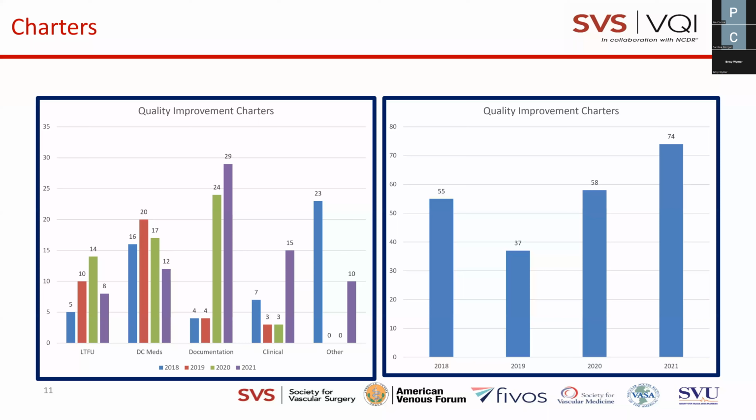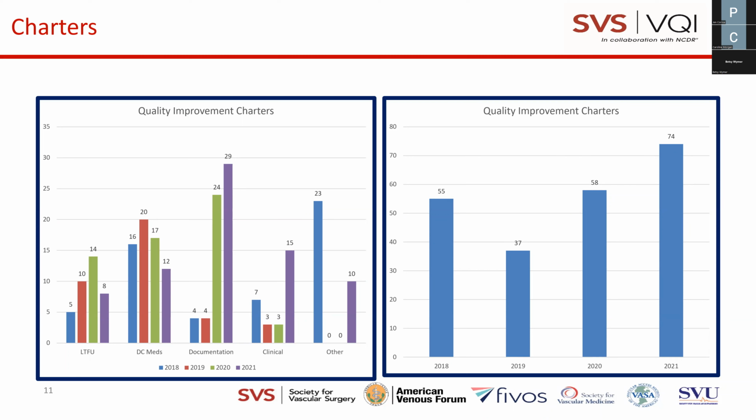SVS VQI centers work on quality improvement projects throughout the year. Last year, we had 74 charters, and I want to point out that 4 centers did 2 or more charters per year, even though you only get participation points for 1 charter per center per year. I just wanted to toot their horn and say a great job for them. It was just a little over and above, and I want to acknowledge that.